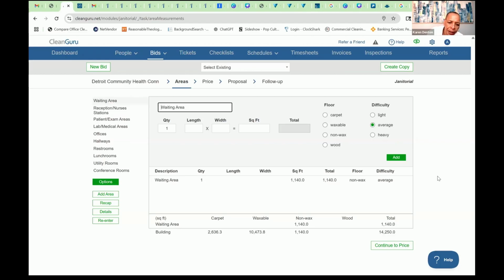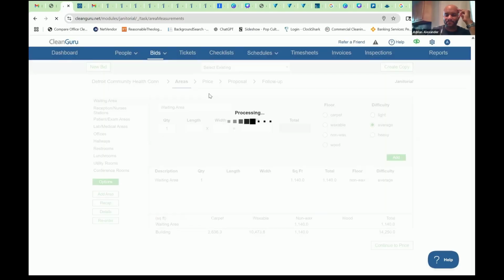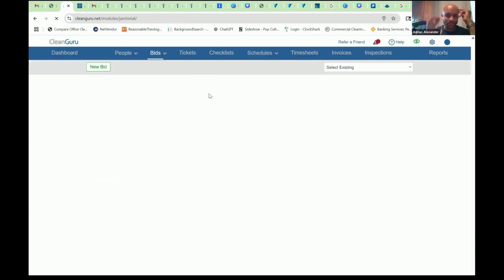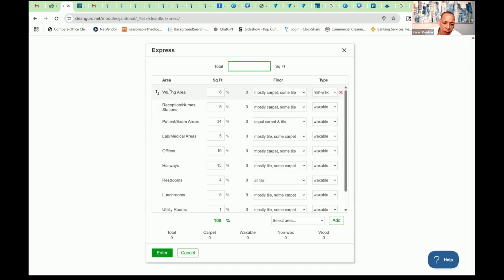So look, this is how we're gonna skip it. Go to re-enter, down at the bottom. Oh, I see it. Yeah, I have all the square footage of all the buildings. Okay, so we ain't doing it that way. We're gonna do express because you have the total of the building.